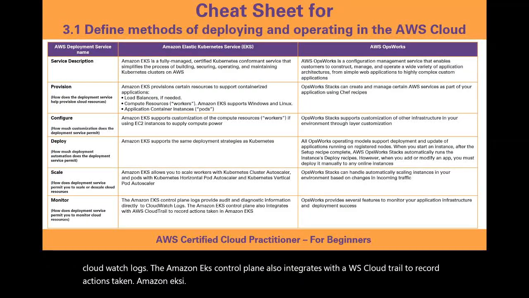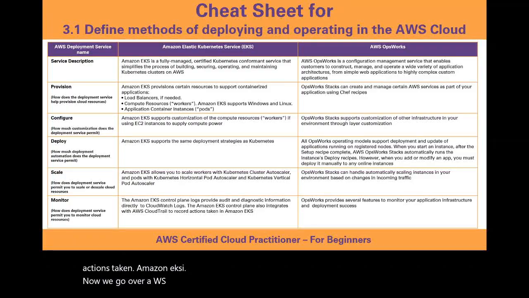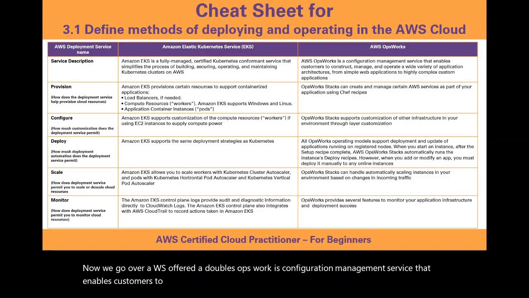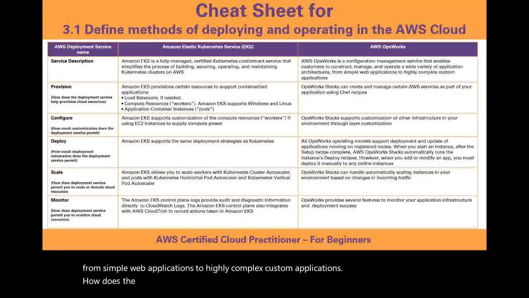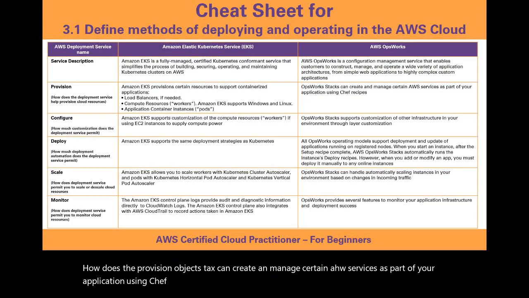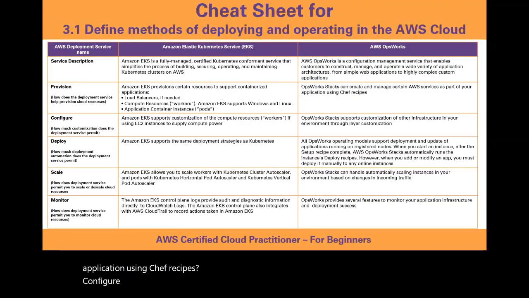Now we go over AWS OpsWorks. AWS OpsWorks is a configuration management service that enables customers to construct, manage, and operate a wide variety of application architectures, from simple web applications to highly complex custom applications. How does it provision? OpsWorks Stacks can create and manage certain AWS services as part of your application using Chef recipes. Configure: OpsWorks Stacks supports customization of other infrastructure in your environment through layer customization.